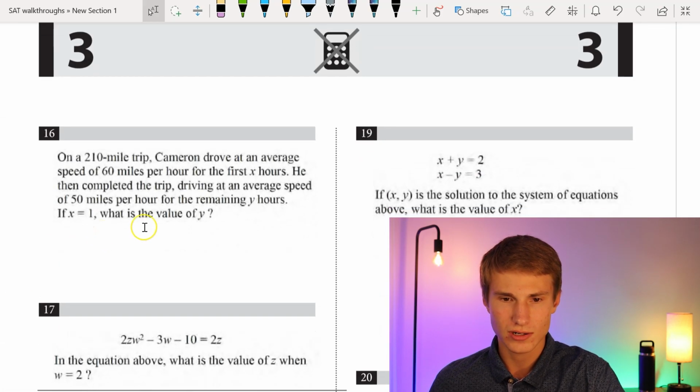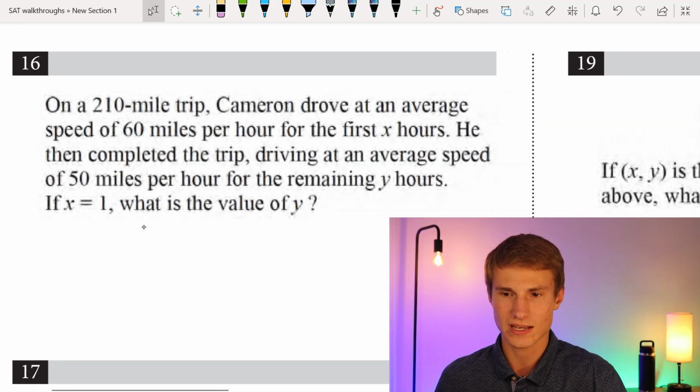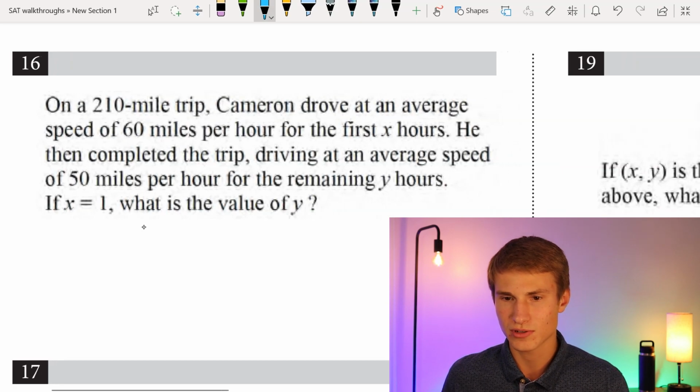All right, so we've got on a 210-mile trip, Cameron drove at an average speed of 60 miles per hour for the first X hours. He then completed the trip driving at an average speed of 50 miles per hour for the remaining Y hours. If X equals 1, what's the value of Y?